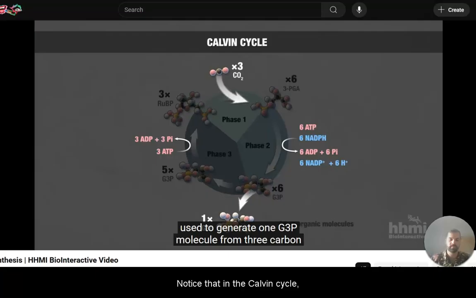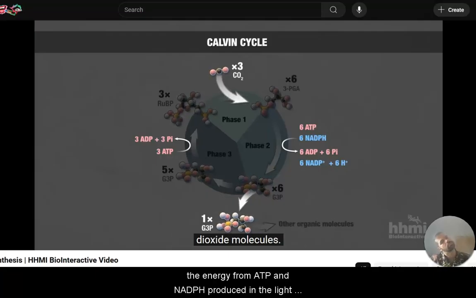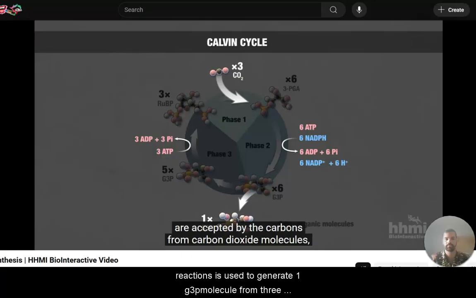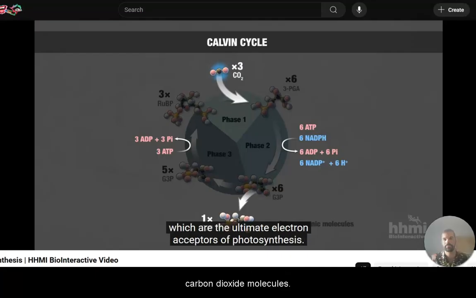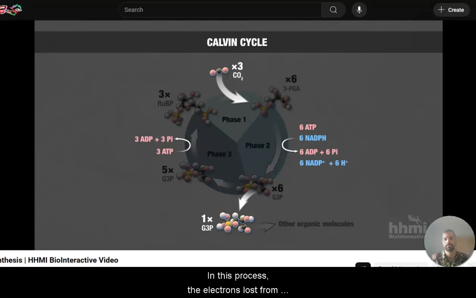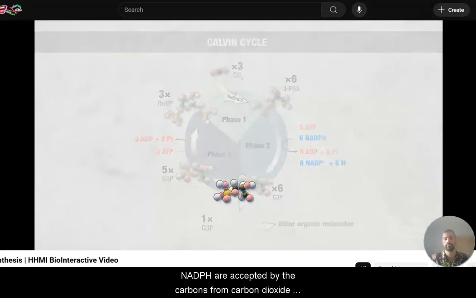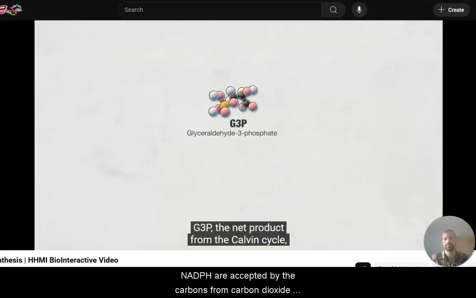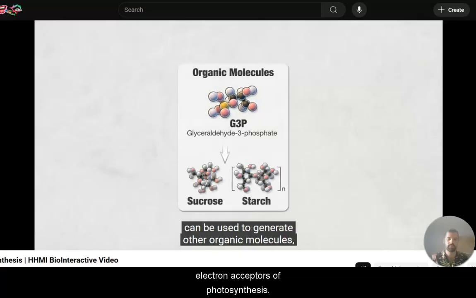Notice that in the Calvin cycle, the energy from ATP and NADPH produced in the light reactions is used to generate 1 G3P molecule from 3 carbon dioxide molecules. In this process, the electrons lost from NADPH are accepted by the carbons from carbon dioxide molecules, which are the ultimate electron acceptors of photosynthesis.